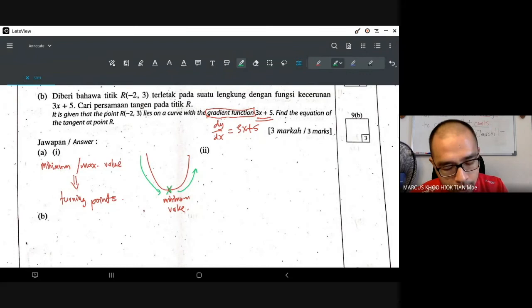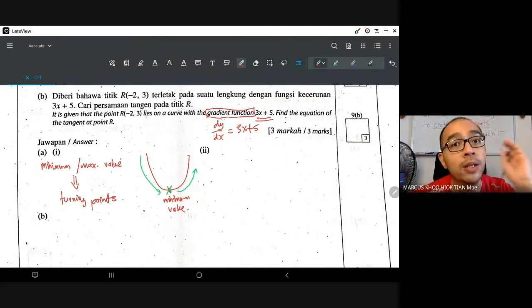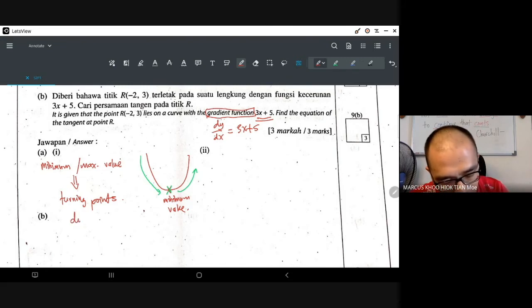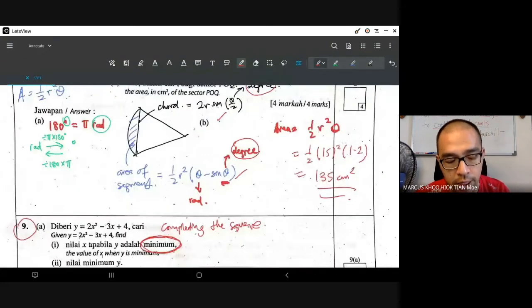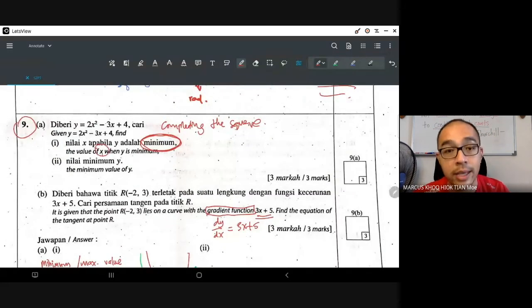So at any turning point, whether it is a minimum or maximum value, the key thing that we need to remember, it is not a formula, we have to remember: when you see the words minimum, maximum value, and you know that it is from differentiation, you have to think about dy/dx equals 0. At the minimum or the maximum turning points, dy/dx equals 0. And that now tells us a lot of things, because we can immediately answer question A. Find the value of x when y is minimum.